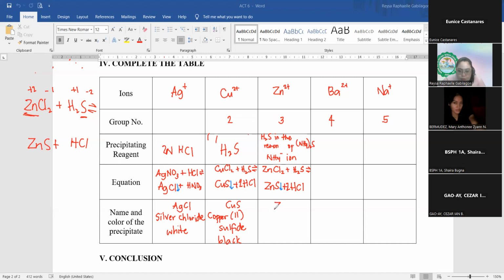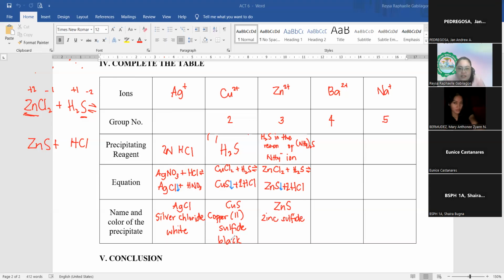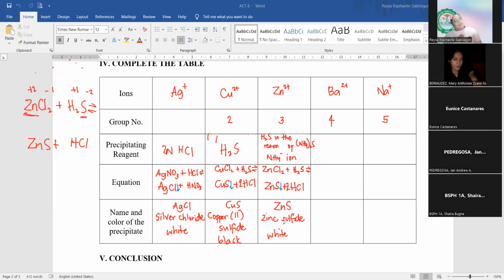So, again, our precipitate here is the zinc sulfide. Okay, we call this zinc sulfide. No need for Roman numerals, because zinc has only one charge, one oxidation state. Okay, what is its color? Yes, Andrew? White. Okay, this is color white. Okay? There, it's almost complete. I hope your answers are correct too.